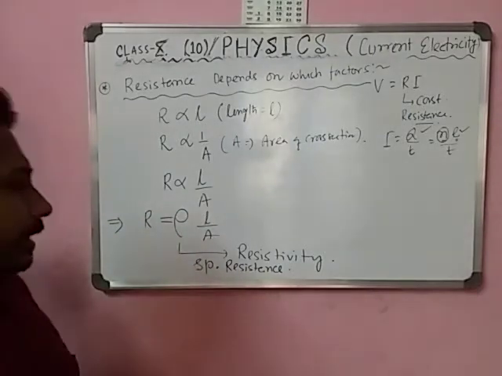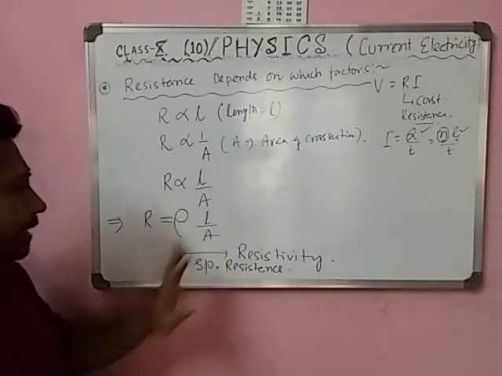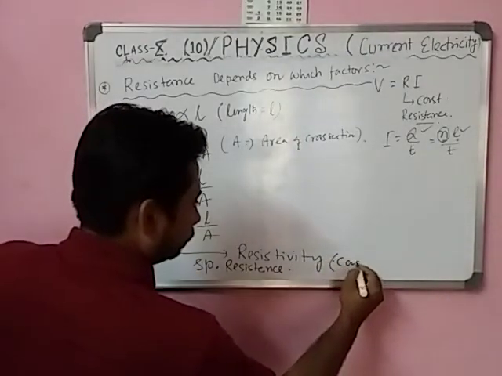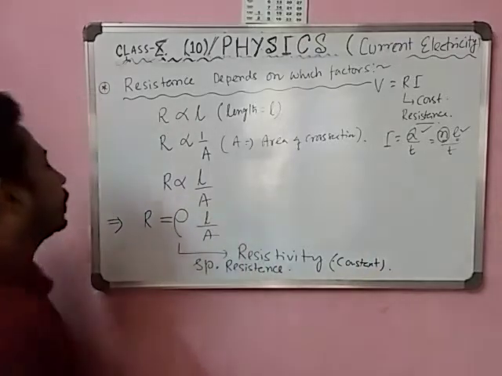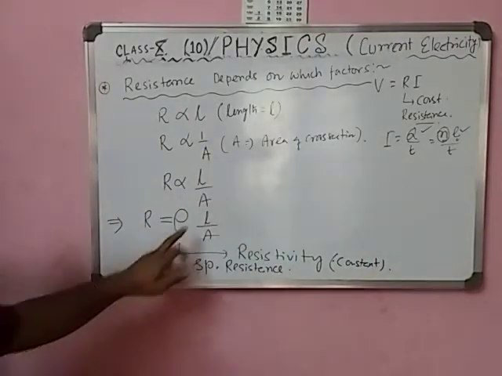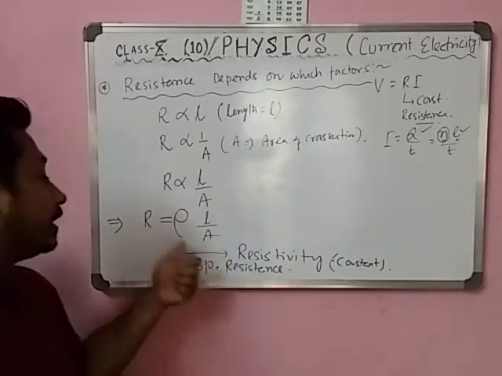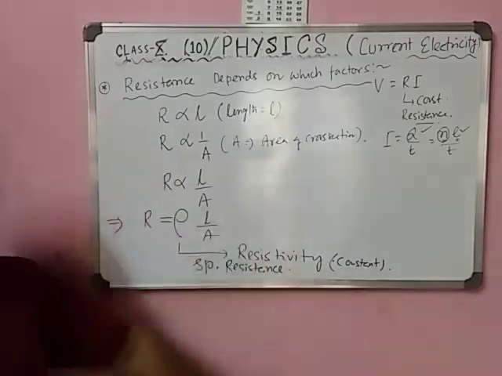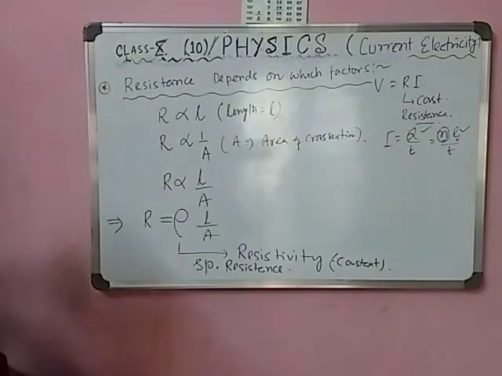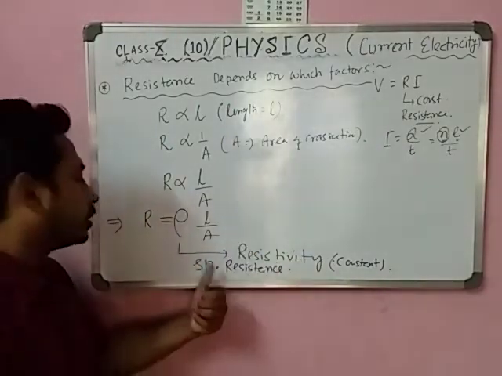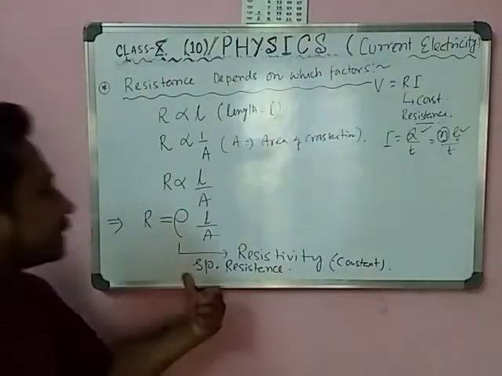Here rho means resistivity, and rho is actually a constant. So R equals rho L by A. Remember, it is very important in your 10th exam. Rho is called resistivity, and resistivity is sometimes called specific resistance. That is more accurate: specific resistance.